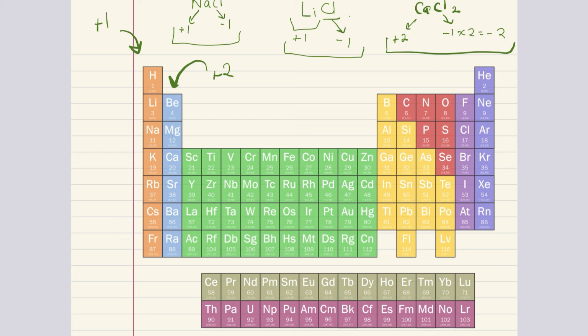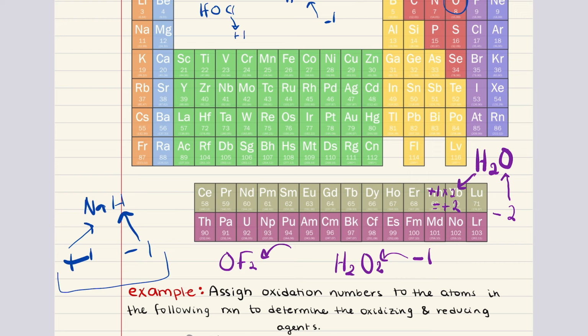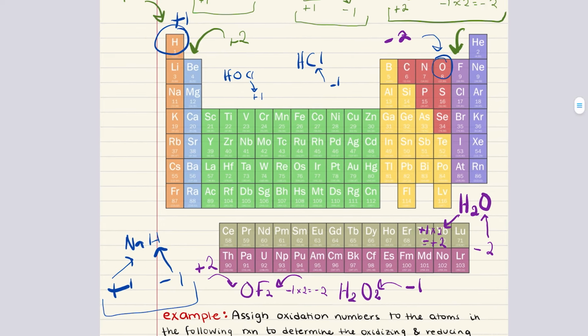Another exception to keep in mind is in compounds like oxygen difluoride, OF2. Oxygen is actually bonded to fluorine, which is more electronegative. So here, fluorine is going to have the negative oxidation state of -1, and there's 2 of them, so that gives us -2. Here, oxygen's oxidation state is actually going to be +2. All right, so those are the rules that we need to keep in mind for the MCAT.